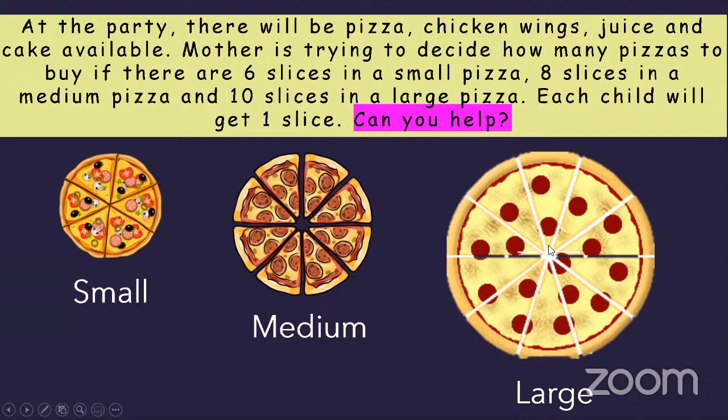So this pizza right here, as it goes up in size, we have more parts, because the aim is that we want each of these slices to be almost the same size, and each child will get 1 slice. So if we're going to buy pizza, we want to ensure we buy the exact amount. So what we're going to look at here, I want you to help mother to decide how many pizzas she will need to buy. So remember, we have small pizza with 6 slices, medium with 8 slices, and large with 10 slices. Go ahead and work this one out.